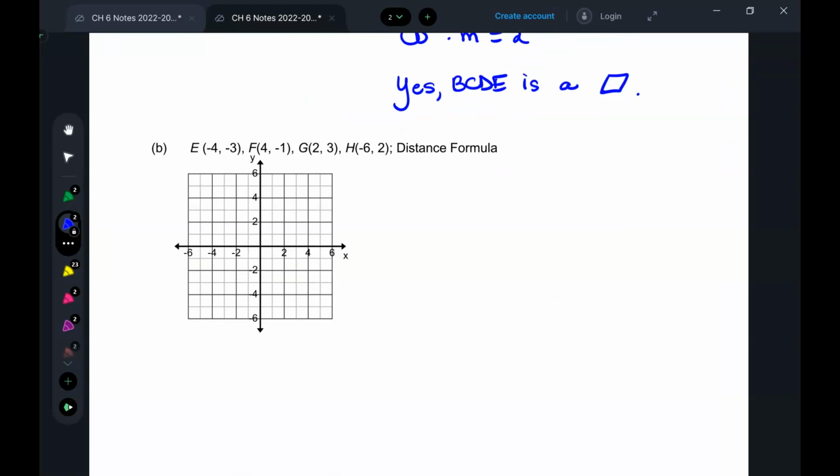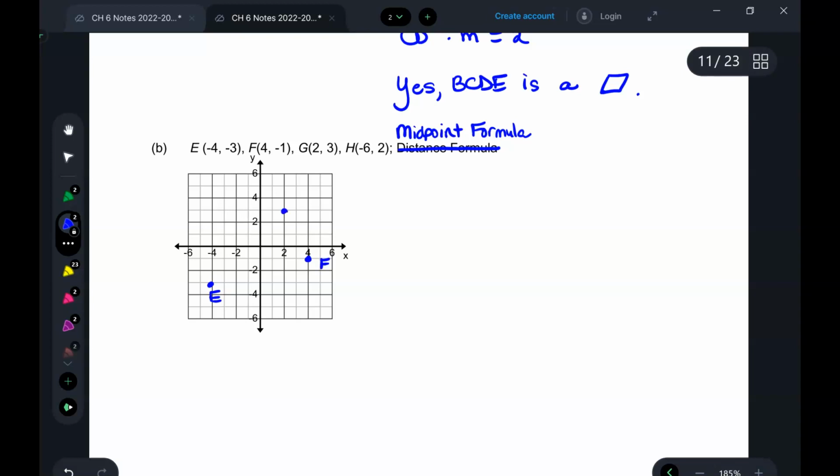You know what? I'm not going to do distance formula for this one. I'm going to do midpoint. It's easier. I won't give you a distance. Okay, so -4, -3. This is E. F is 4, -1. G is 2, 3. And H is -6, 2.